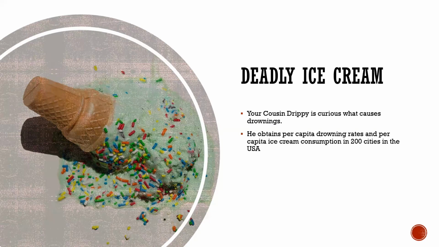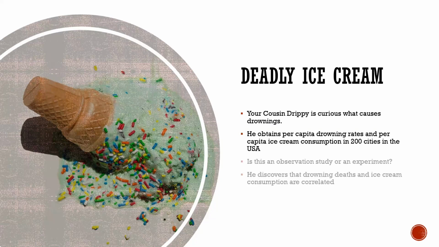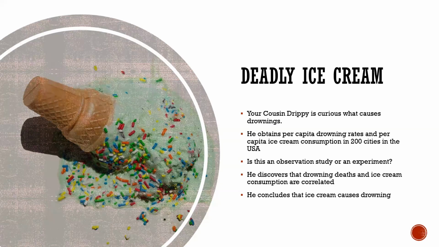And you would think that these two things have nothing to do with each other. But you can discover that drowning deaths and ice cream consumption, looking city by city, actually have a strong correlation between the two. The more ice cream that's consumed in a city, the more drowning deaths there are. So clearly drowning can't cause ice cream consumption. That doesn't make sense. So he concludes that ice cream causes drowning. That seems like a valid conclusion.